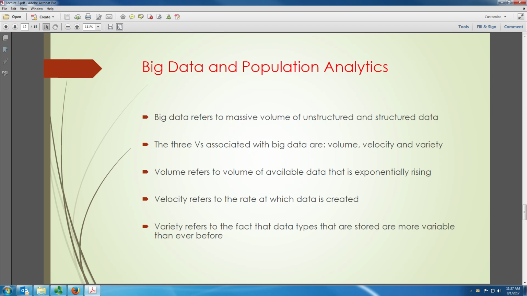Velocity refers to the rate at which data is created. Again, going back to that brain image example, how many brain images were coming in every single day, how many were coming in every month. That's velocity. Variety refers to the fact that data types that are stored are more variable than ever before. So there could be brain image data coming in, X-ray data coming in, or a text file coming in. So that's variety.